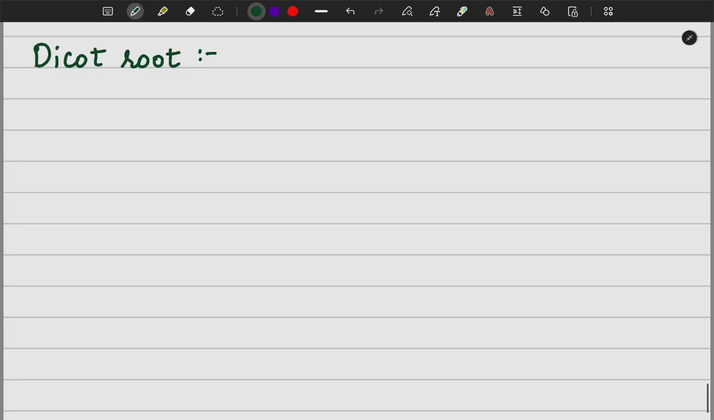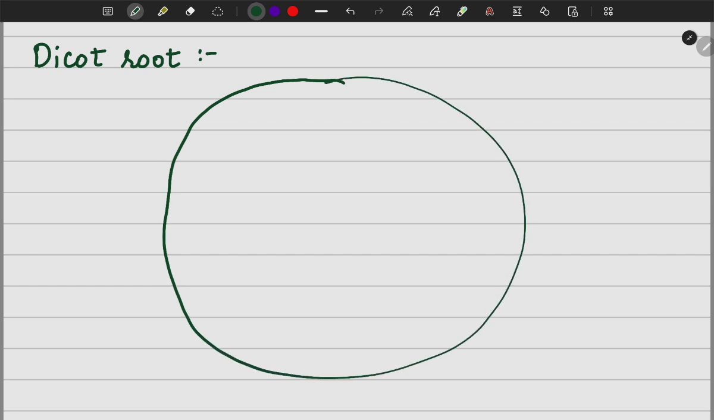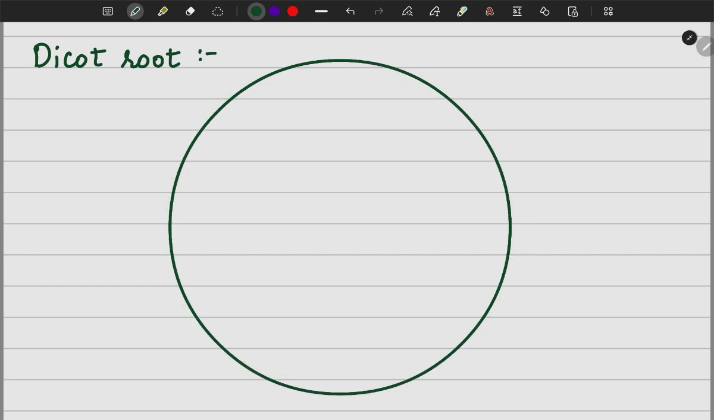So if we start with the outer layer, then we know that the outer layer comprises of the epidermis, right? Whether it is a root or it is a stem. So this will be the outer layer, which is usually the epidermis. But in case of root, the epidermis is called epiblemma.